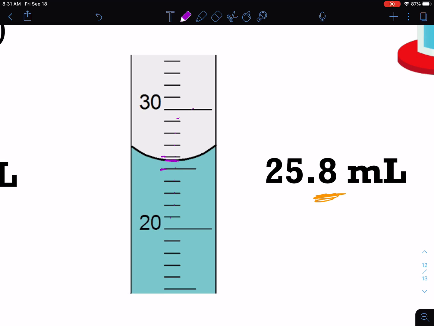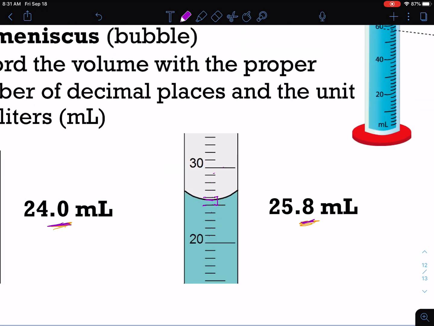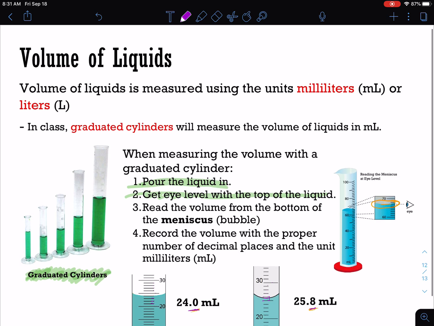The same way that you have to guesstimate on a metric stick, you're going to have to guesstimate in between. To me, it looks like it's closer to the 6 instead of halfway. So I'm going to say 25.8 milliliters. You will get some playroom with this, but again, the same way on a meter stick where the lines are very, very close together, in an actual graduated cylinder the lines are very, very close together. So it is a little harder to read, but you'll get practice with that.